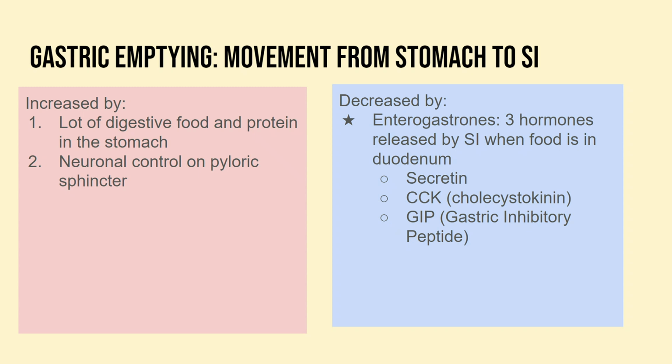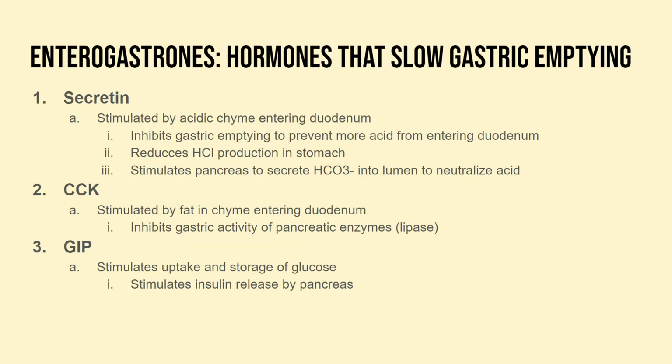So these hormones are released from the small intestine, and they're triggered by food being in the duodenum, which is just the first region of the small intestine. So these three hormones are secretin, cholecystokinin, and gastric inhibitory peptide. And now we're going to learn more about those. So each hormone is released based off of a certain nutrient or a certain condition in the duodenum of the small intestine.